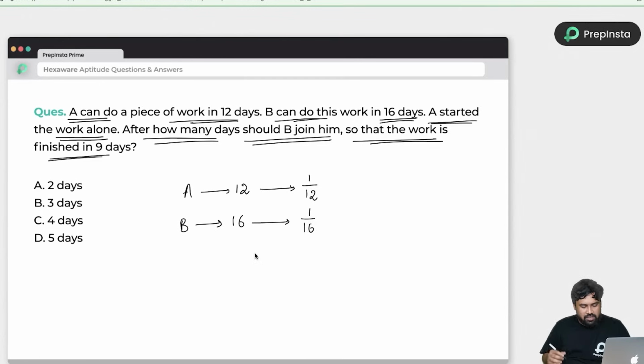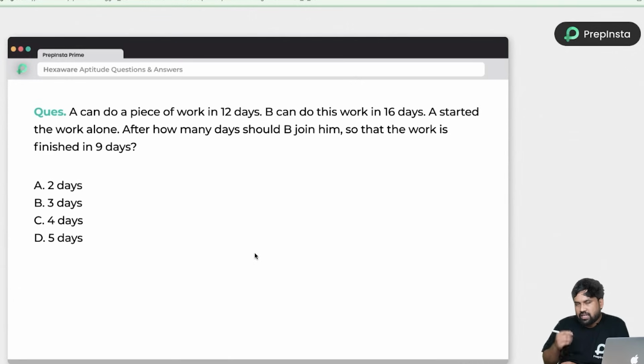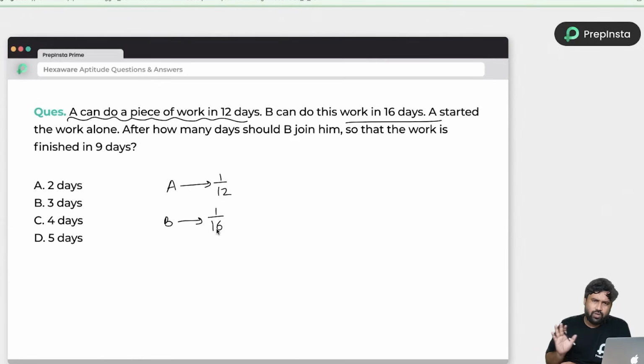In the examination, even I won't write this entire thing. Why? Because I am explaining here, that's why I'm writing. But in the exam, how will I write? A can do a piece of work in 12 days. So A's per day work is 1 by 12, B's per day work is 1 by 16. That's it. This is the rough work I will do.